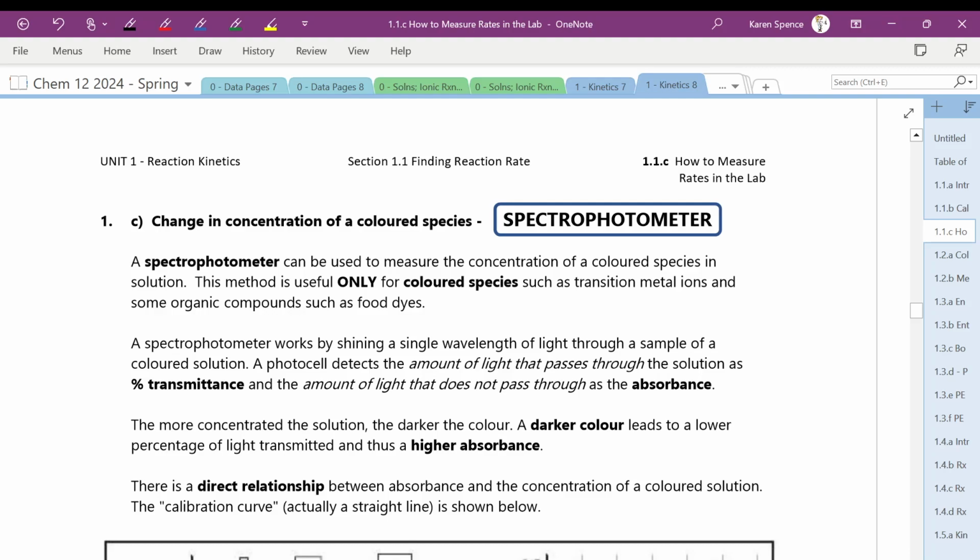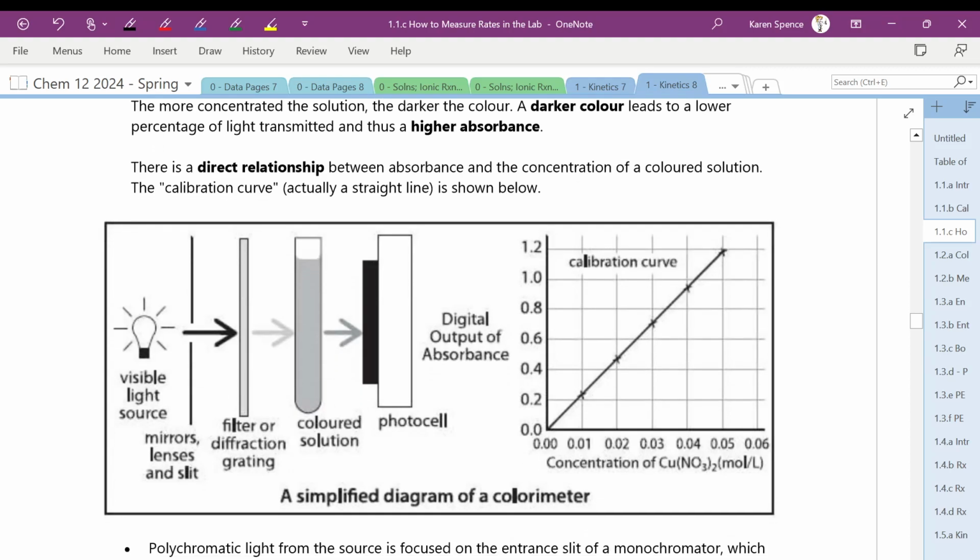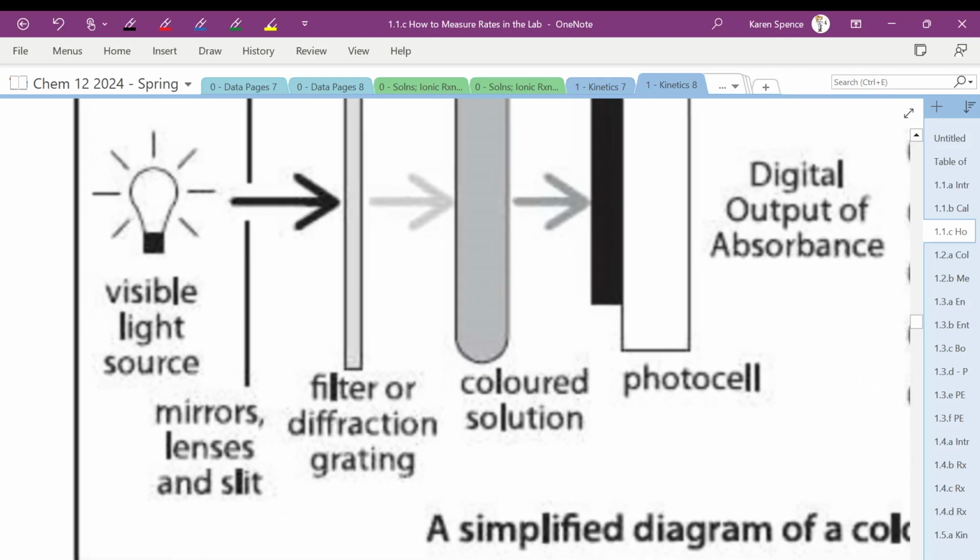So we use this thing called a spectrophotometer or a colorimeter. And this is how it works. We take a visible light source and we shine it through a little slit. Okay, so we get a really small beam of light, and then we pass it through a filter or a diffraction grating, which works like a prism.